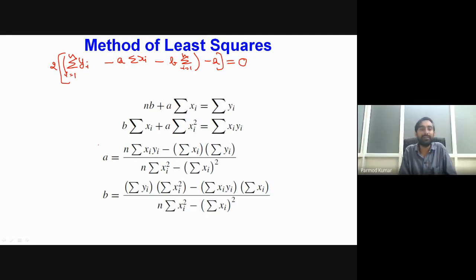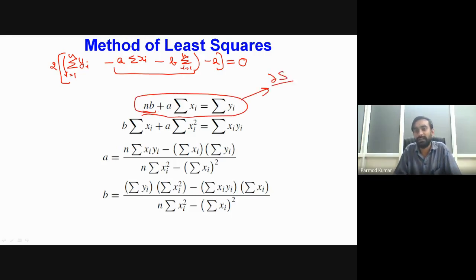Now if we simplify this equation, these two values I can take to the other side. Finally I will get, and this summation from 1 to n will be equal to n, so I get n times b plus a times summation of xi equal to summation of yi. So whatever equation I have written here has come from del S divided by del a equal to 0.